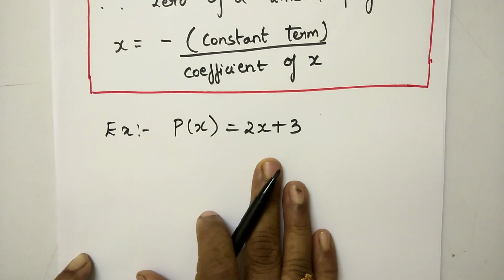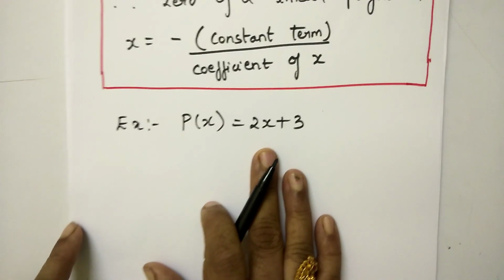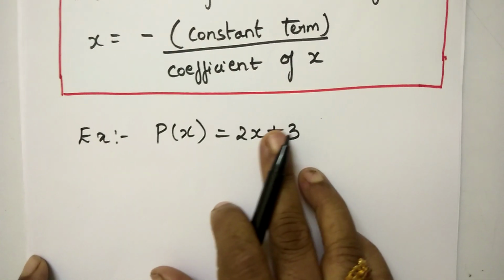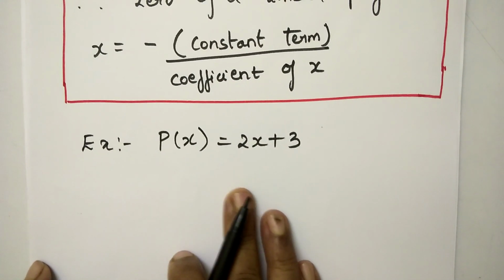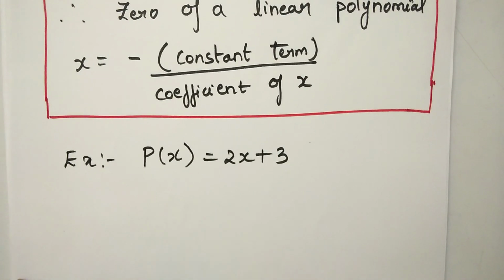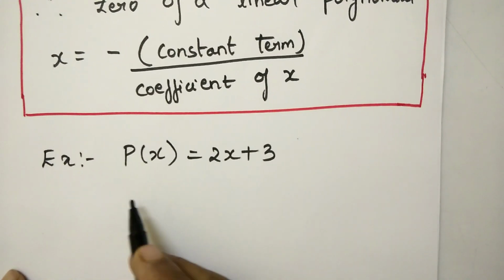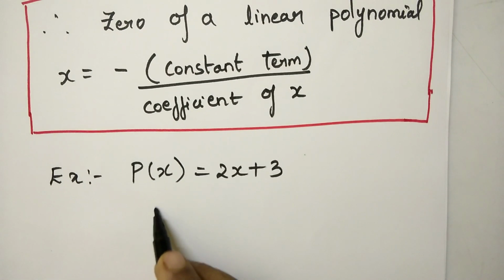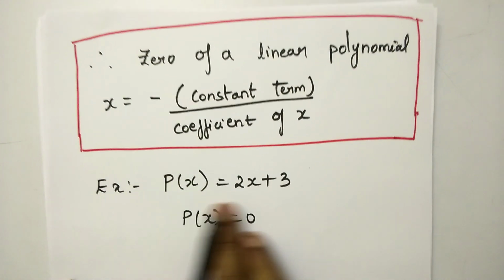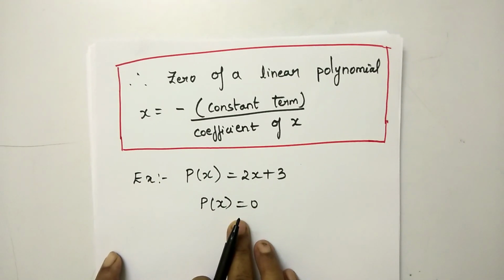First, see the degree of that polynomial. When any polynomial is given to find the zero of the linear polynomial, first see the degree of that polynomial. It is nothing but 1. So how many zeros will there be? It will be only 1. The zero will be only 1. Is it not? Now, the next step, just write p of x is equal to 0, because if x is a zero of the polynomial, then p of x should be equal to 0.